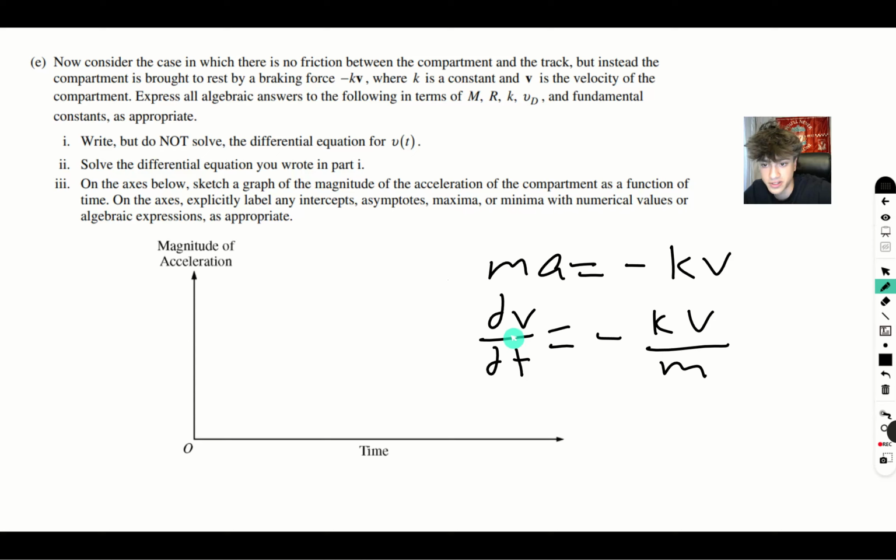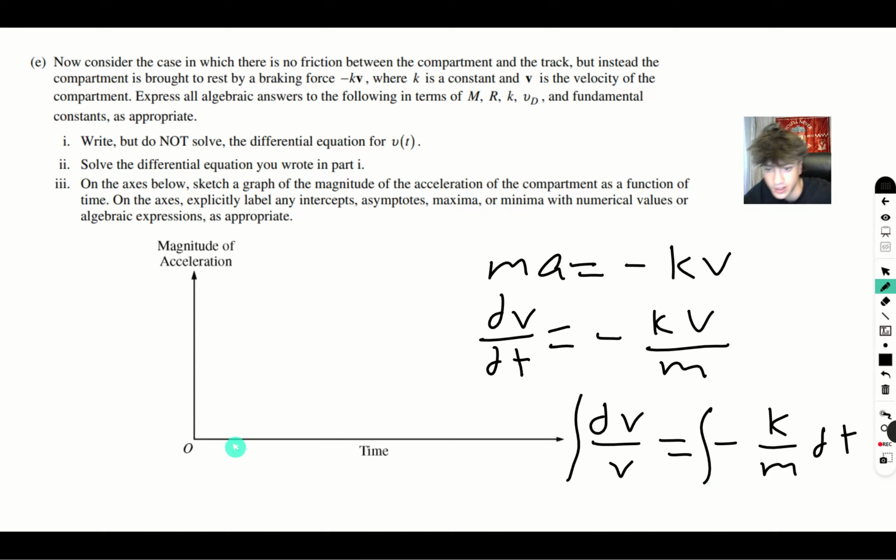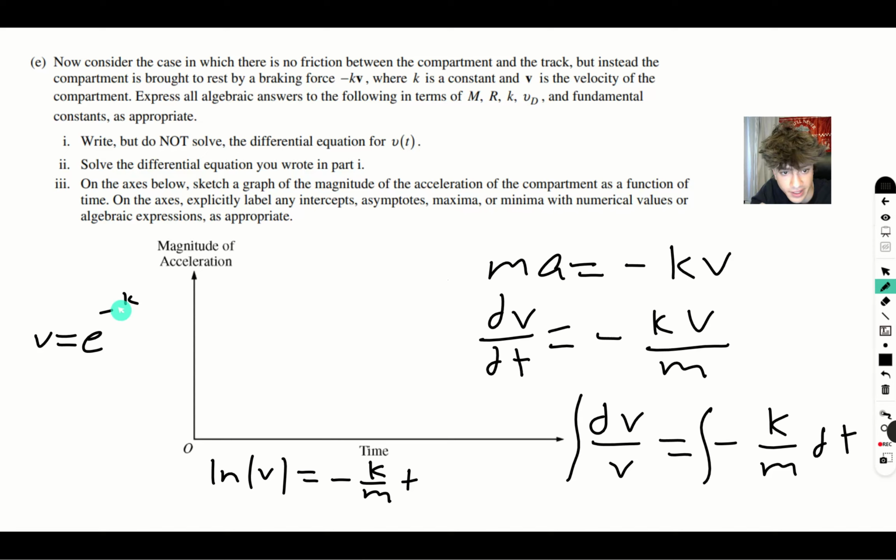Now it asks us to solve the differential equation. So we're going to rearrange the variables. We'll get dv over v is equal to negative k over m dt. We can integrate both sides. We will get that the natural log of v is equal to negative k over m t, and therefore velocity is equal to e to the power of negative k over m t. There you have that. There's your equation for velocity in terms of time.